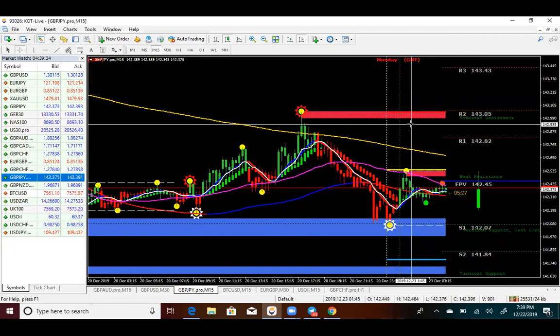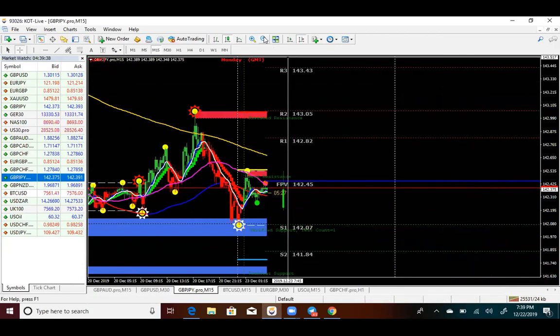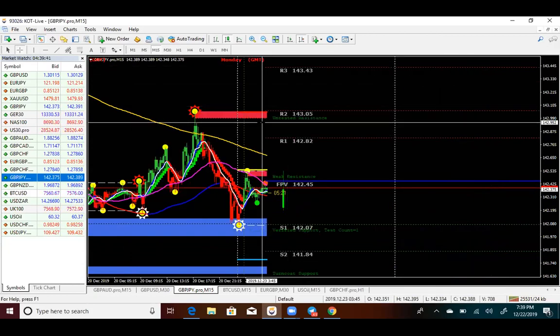These support and resistances are ridiculously accurate. I use them aligned with the system.